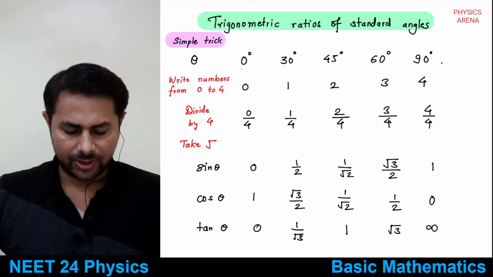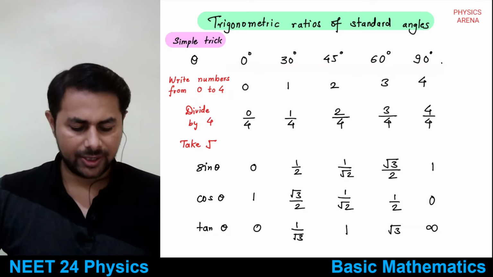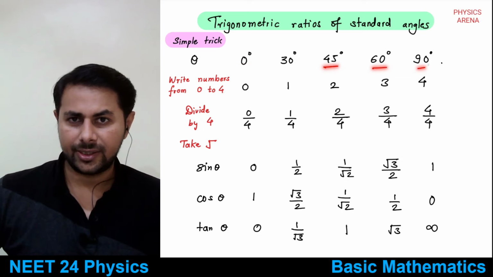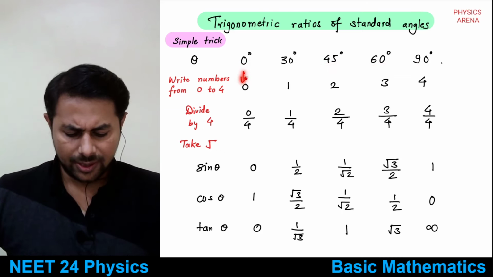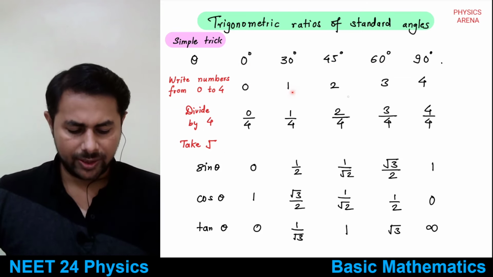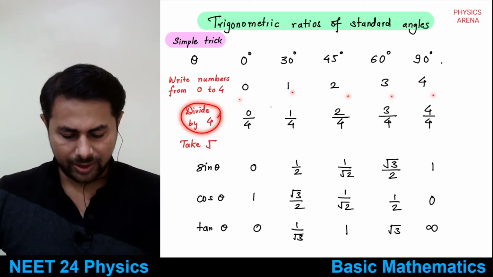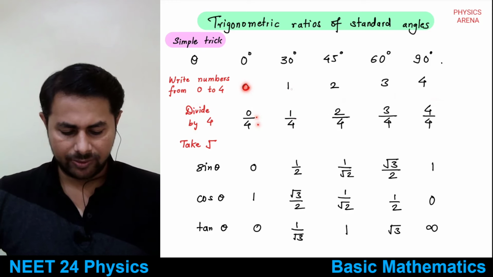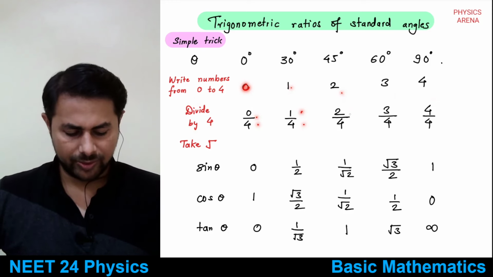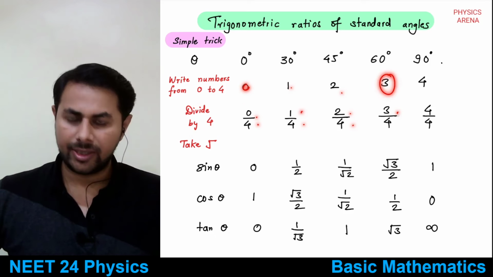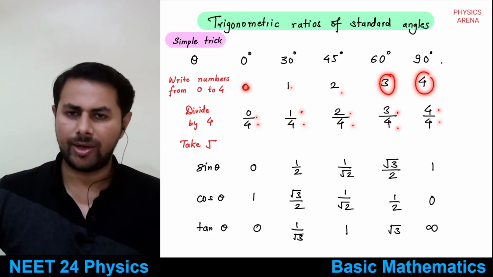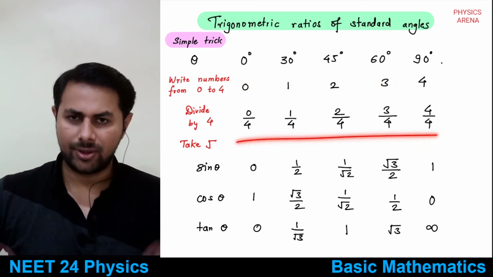First of all, write down the angles: 0, 30 degrees, 45 degrees, 60 degrees, 90 degrees. Then write down the numbers 0, 1, 2, 3, 4, and divide every number by 4. So this will be 0 by 4, this one 1 by 4, then 2 by 4, 3 by 4, and 4 by 4. So you have divided all of them.